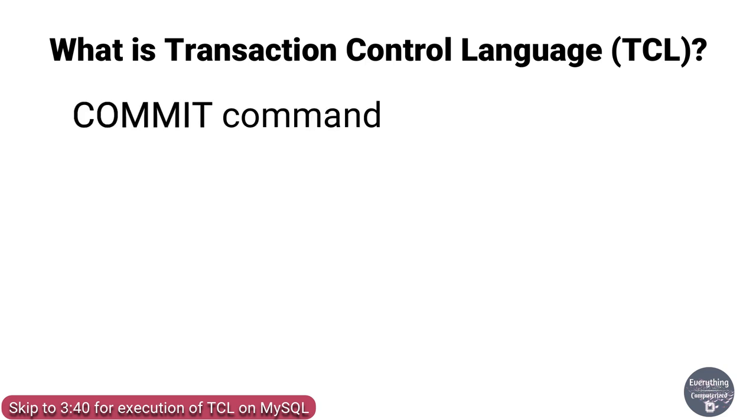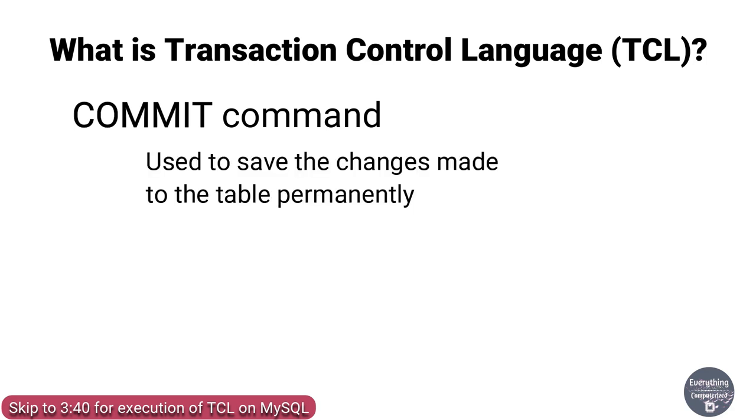So the first command we are going to talk about is the commit command. It is used to save the changes made to the table and hence making the changes permanent. When we use this command, the changes that we had made to the table are uploaded to the server and hence our work is saved.